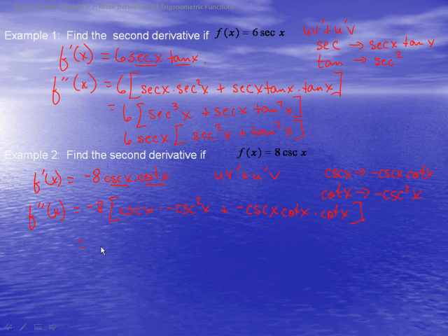Okay, that'll give us negative 8 times negative cosecant cubed of x minus cosecant x cotangent squared of x. And we'll be able to factor out a negative and a cosecant. So that's going to give us positive 8 cosecant x times cosecant squared x plus cotangent squared x.